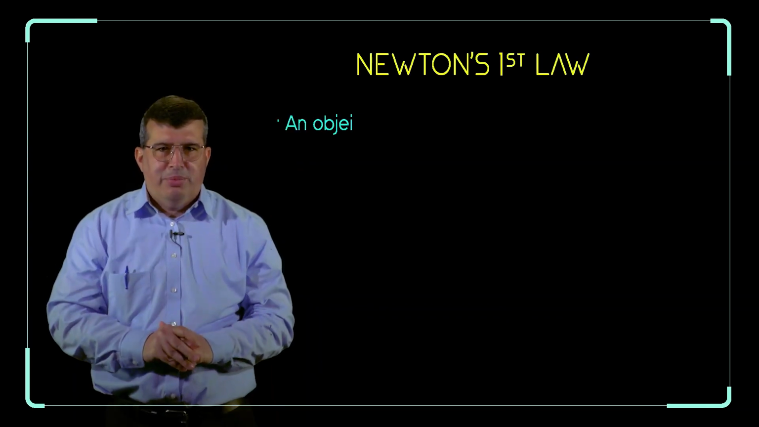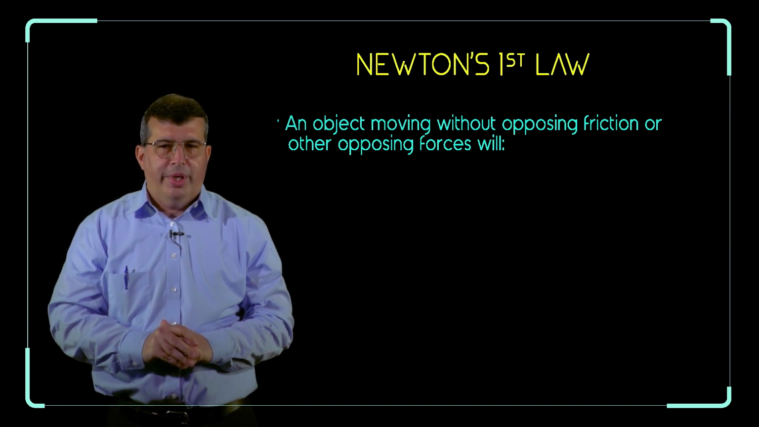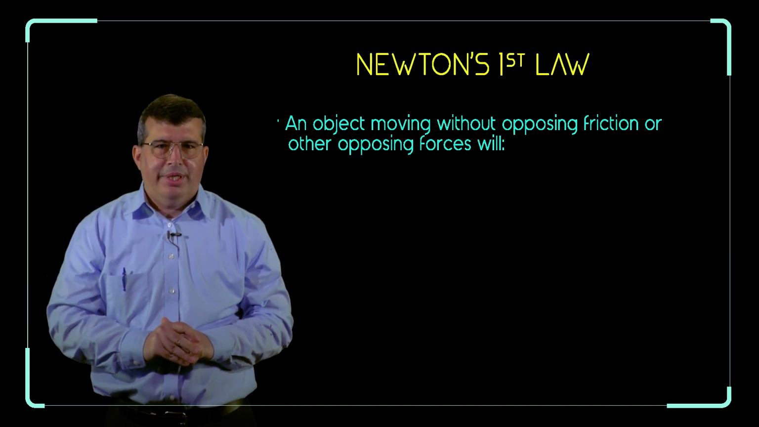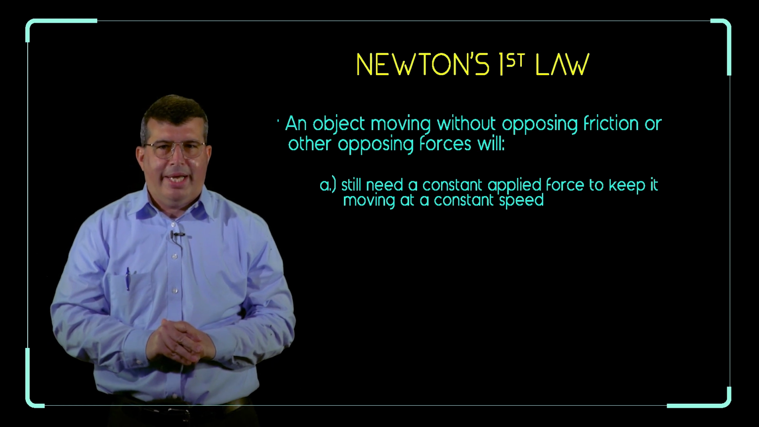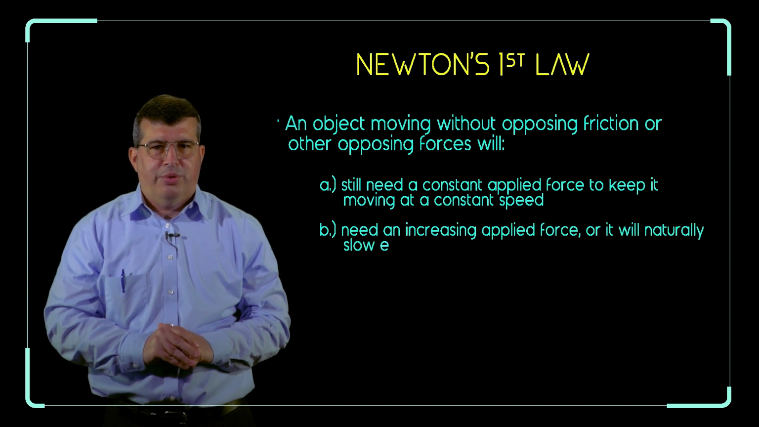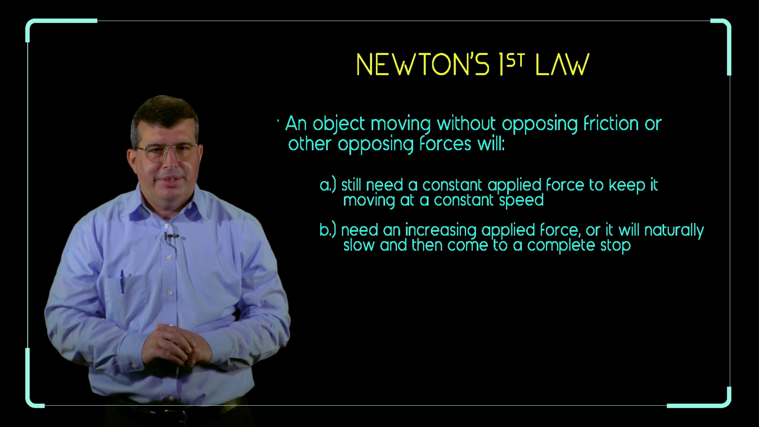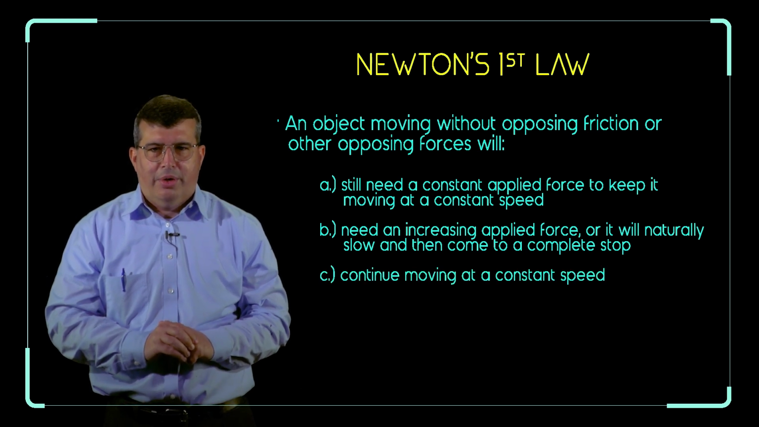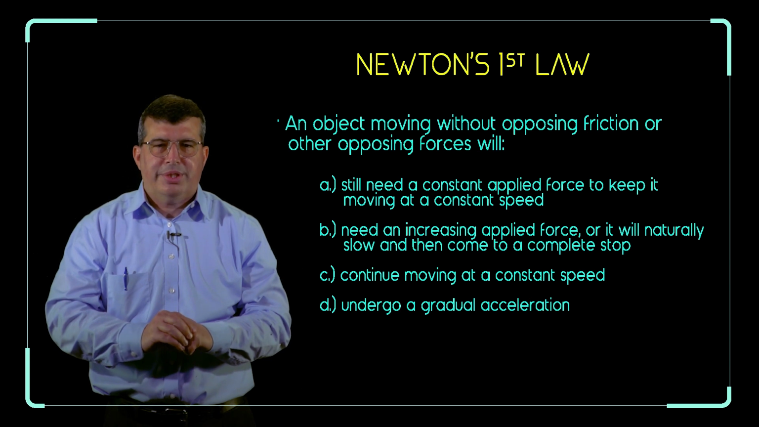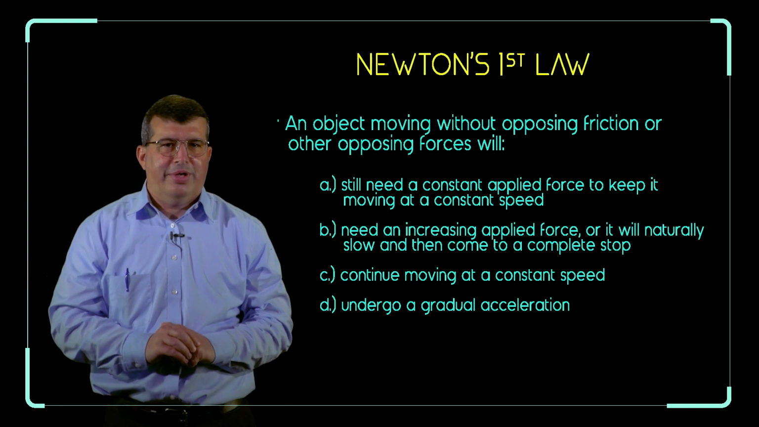I have a few multiple choice questions for you. The first is, an object moving without opposing friction or other opposing forces will A, still need a constant applied force to keep it moving at a constant speed, B, need an increasing applied force or it will naturally slow and then come to a stop, C, continue moving at constant speed, or D, undergo a gradual acceleration. Now think about the demonstration I just showed you and come down on a definite answer here.